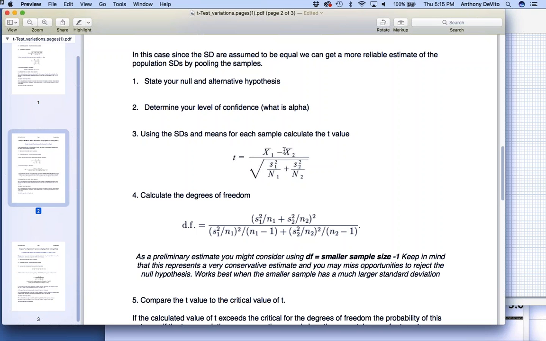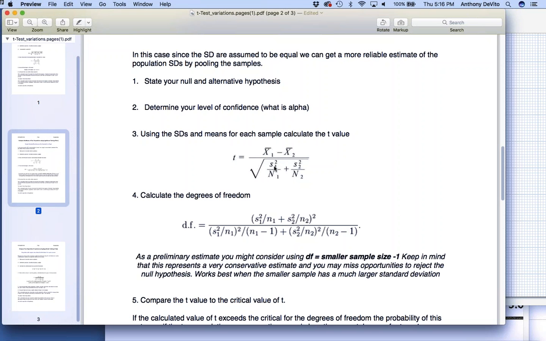X1 minus X2, the difference between the two means, that was 0.099 minus 0.091. It comes out to be 0.008, divided by the standard error, except this time the way we calculate the standard error is the standard deviation of the first group squared over the sample size of the first group, plus the standard deviation of the second group squared over 161, right? So it'd be 0.025 squared over 77, plus 0.010 squared over 161. And then you'd have to add those together.